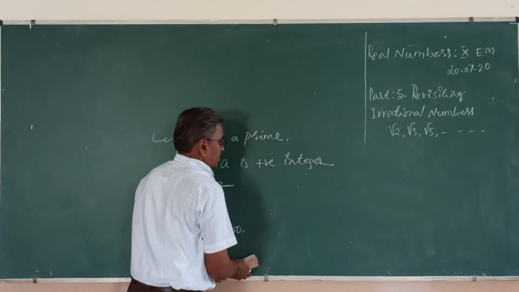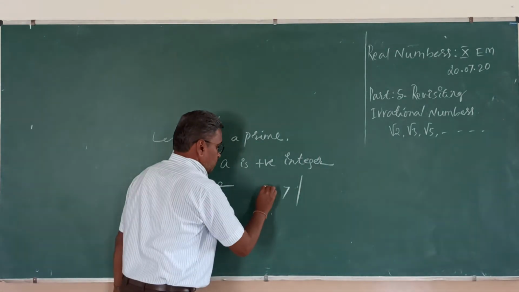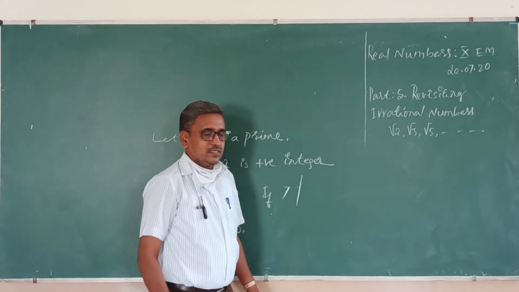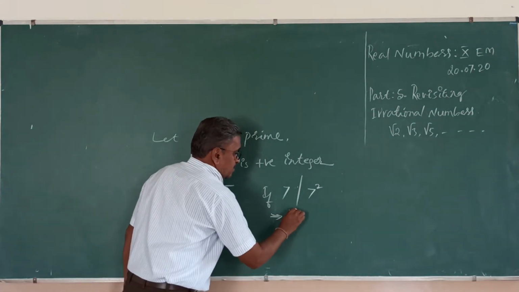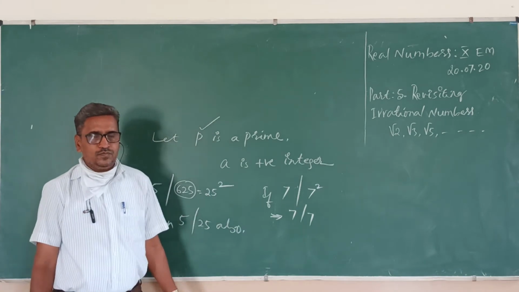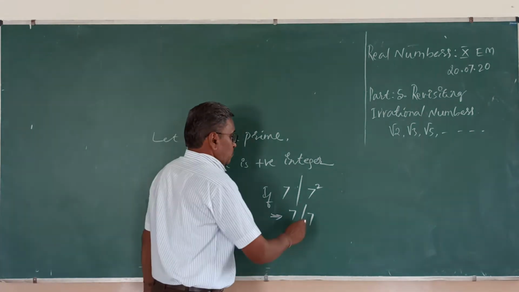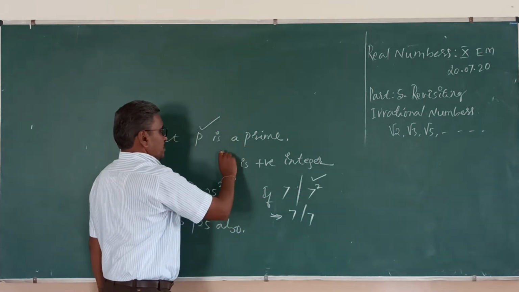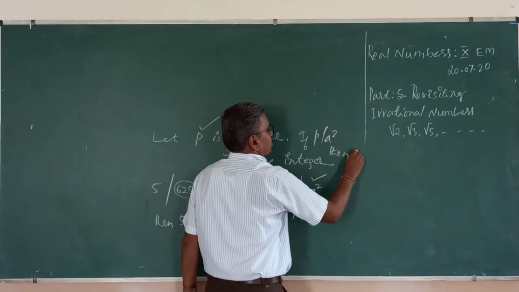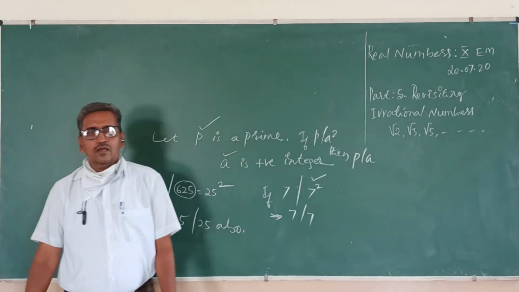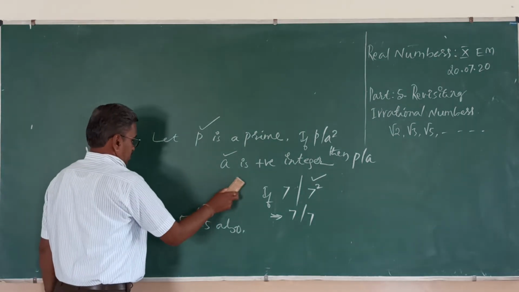Another example: 7 divides 7 square, which means 49. Then 7 divides 7 also. 7 is a prime number. Be very careful about that. P is a prime number, a is a positive integer. If p divides a square, then p divides a. Very important, once again.